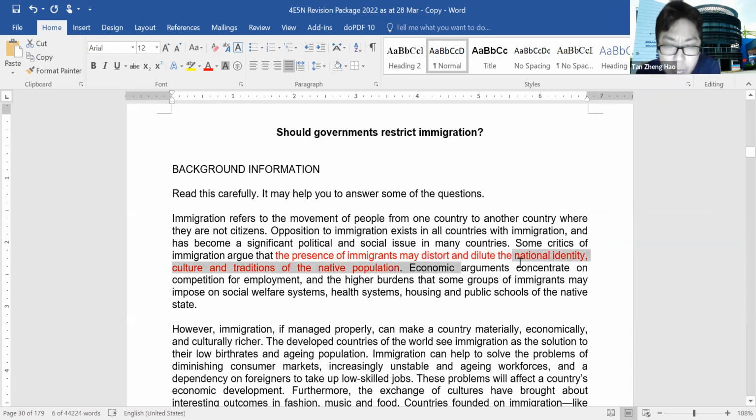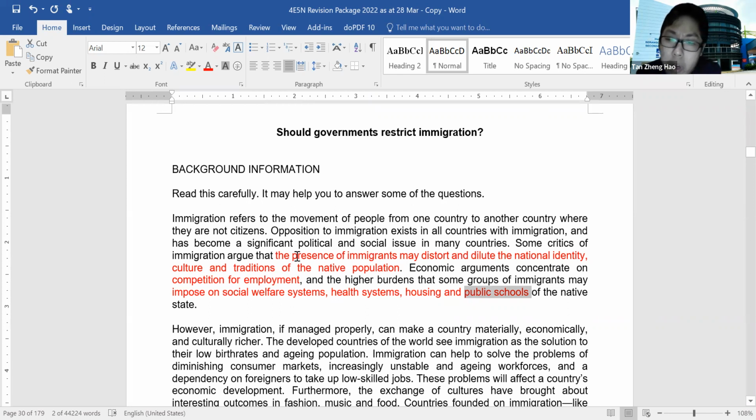Some people also give economic arguments, concentrating on competition for employment. So they may think immigrants are here to compete with you for jobs. So some people therefore think we should restrict it. And a higher burden some groups of immigrants may impose on the welfare system. They may impose on the social welfare system, health system, housing, and public schools, meaning they might use up some of your healthcare facilities. They may use up your social welfare. That means maybe they take financial aid from the government, so the government has less for the citizens. They may be taking up precious space in your housing. They may be taking up precious slots in your public schools. So these are the gist of some of the reasons why people want to restrict immigration.